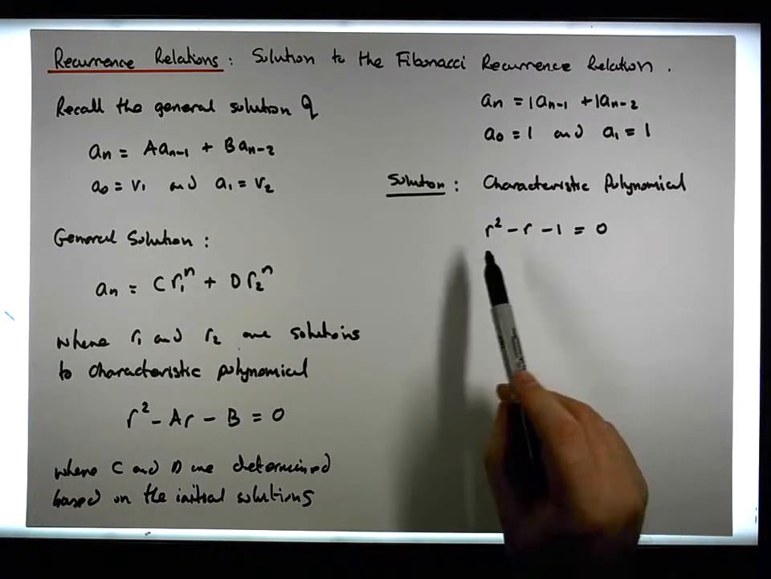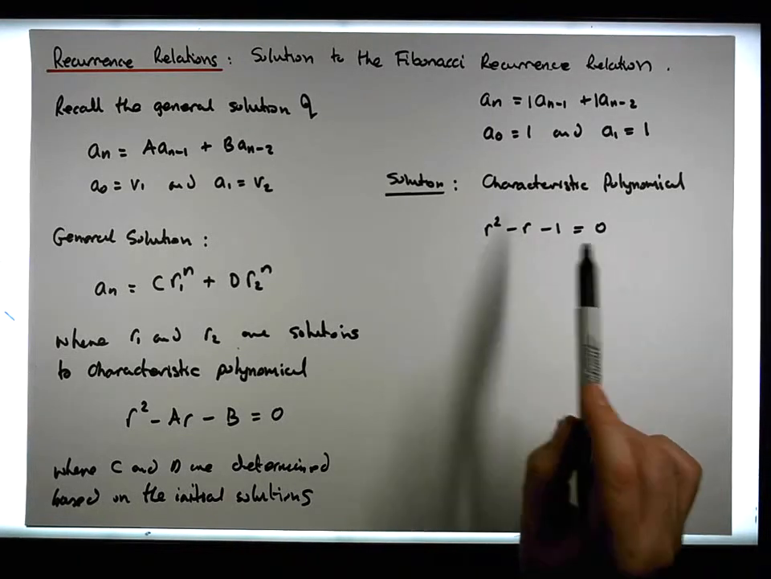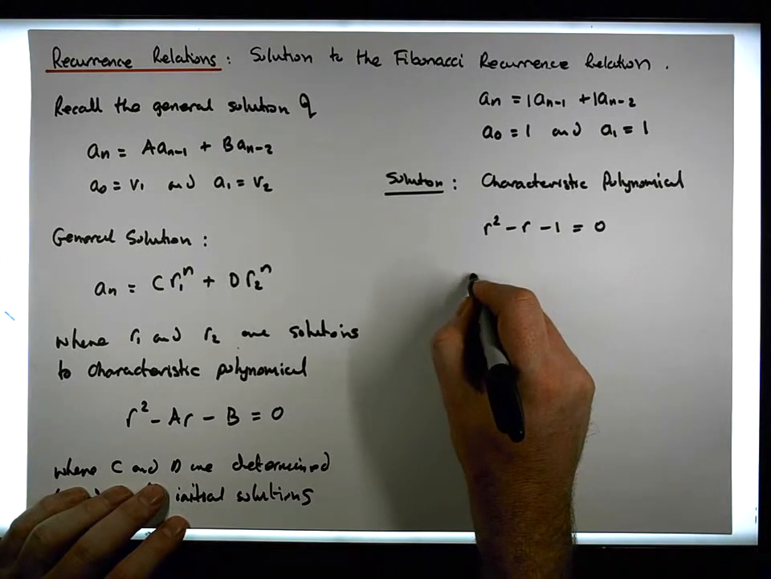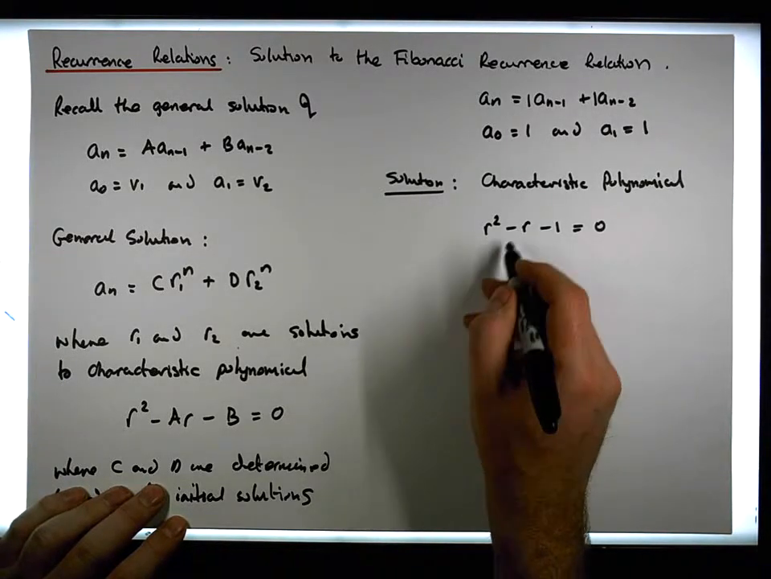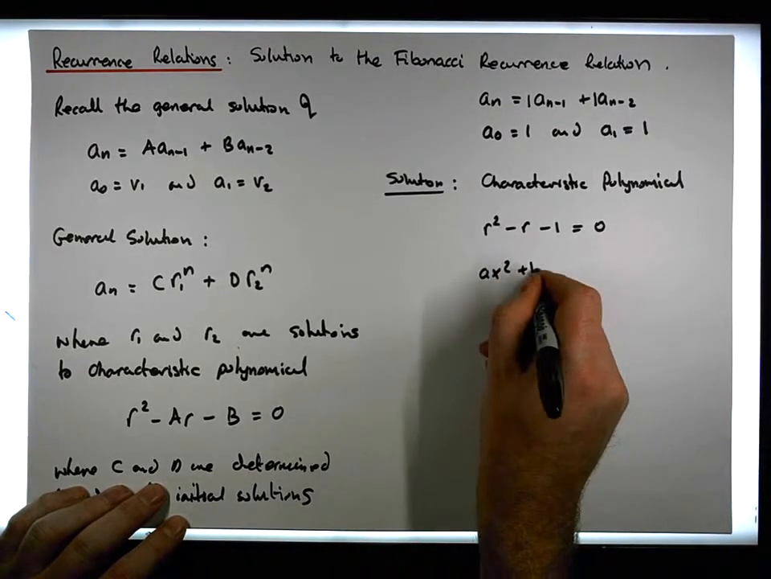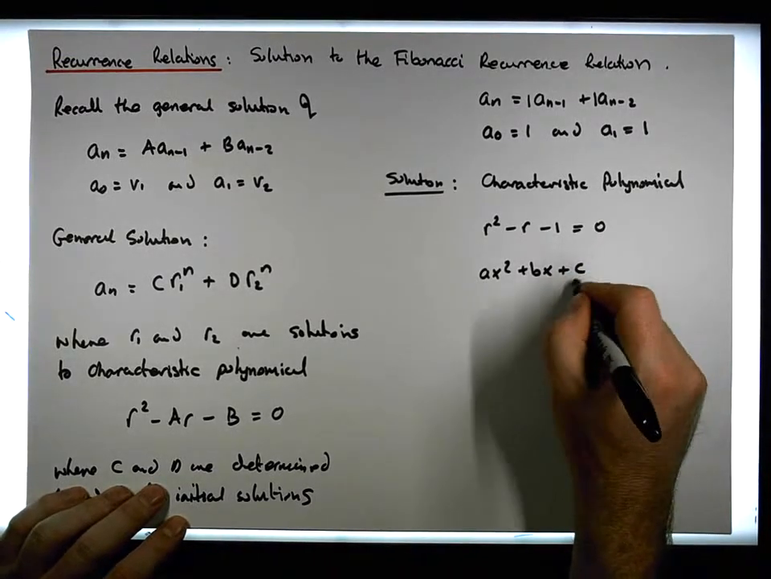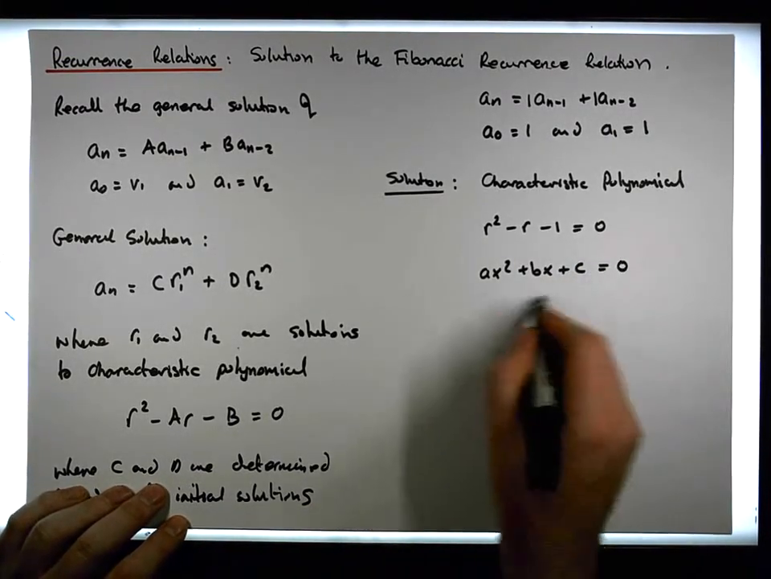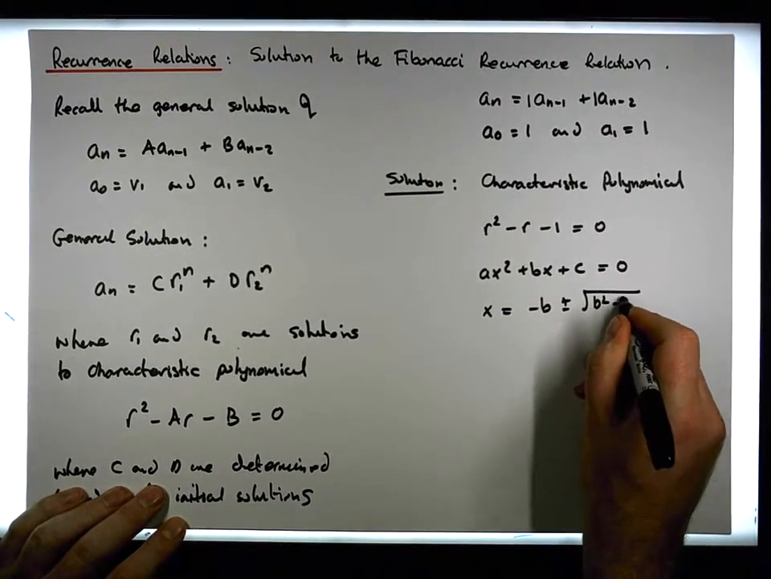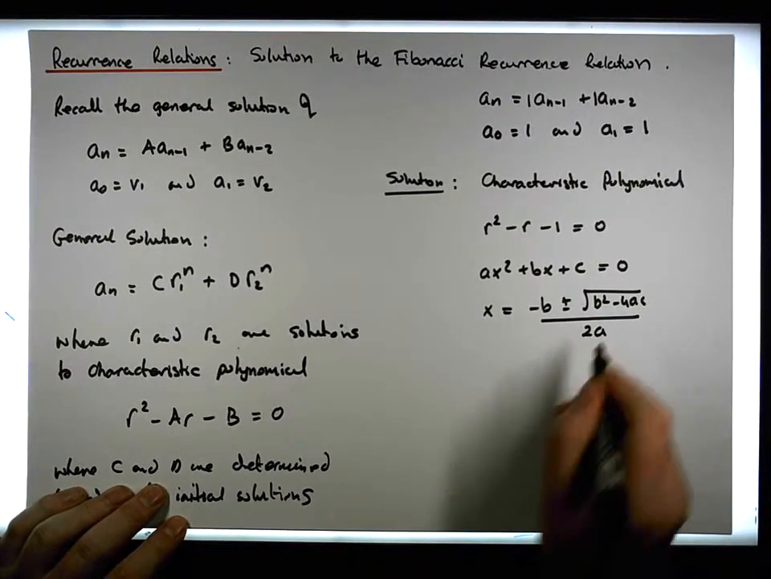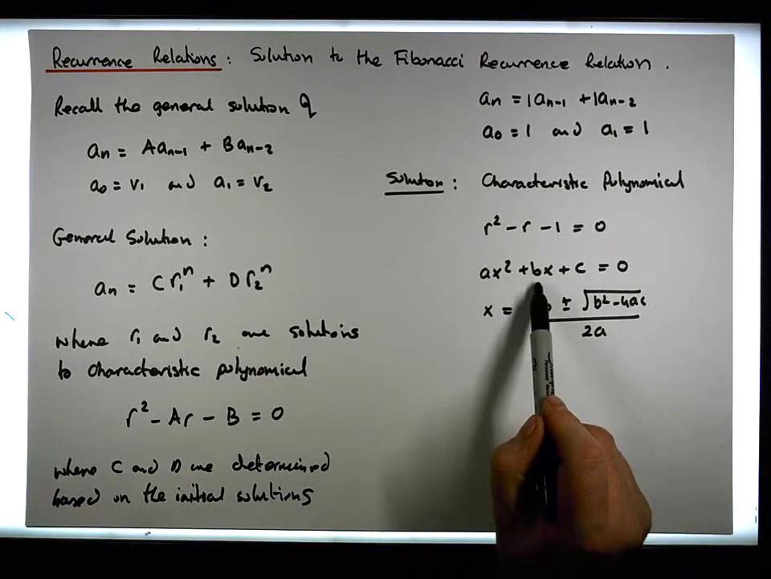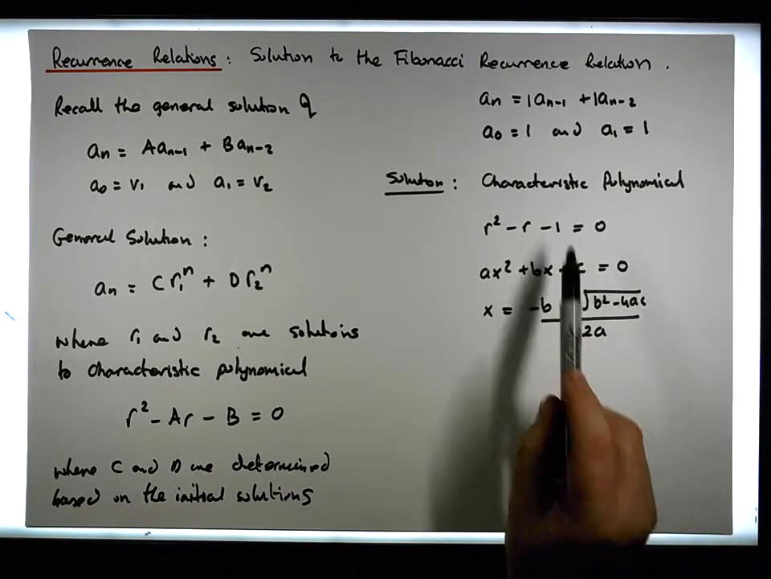Now, we won't be able to solve this using the rational root test, and we'll actually have to use the quadratic formula. So recall the quadratic formula says that the solutions to a quadratic of the form ax squared plus bx plus c equals 0 are that x is equal to minus b plus or minus the square root of b squared minus 4ac, all over 2a. So you can see that our a term, the coefficient of r squared, is 1, our b term, the coefficient of r, is -1, and our constant term is also -1.